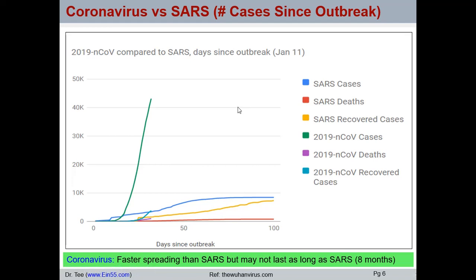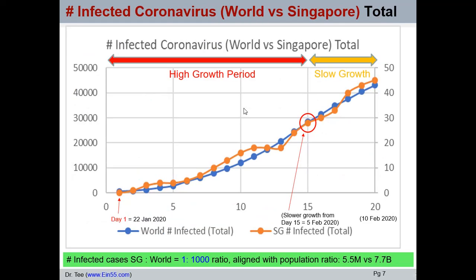Okay, we move on to the next page just to compare the current statistics on this coronavirus for Singapore versus the whole world. As of today, the 11th of February, I have the data as of the 10th of February 2020. All this data you can get from official websites, but I plotted it myself to do additional analysis.